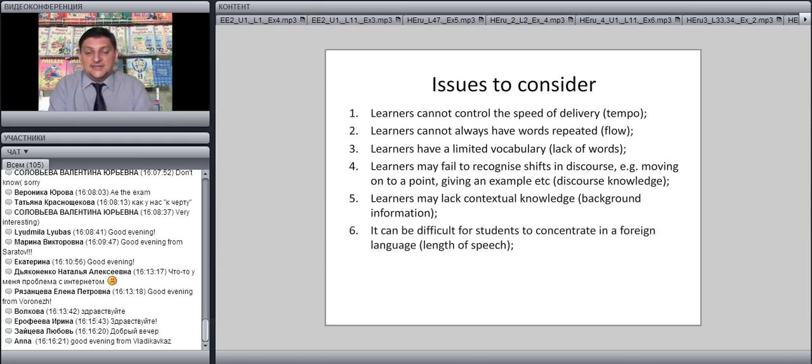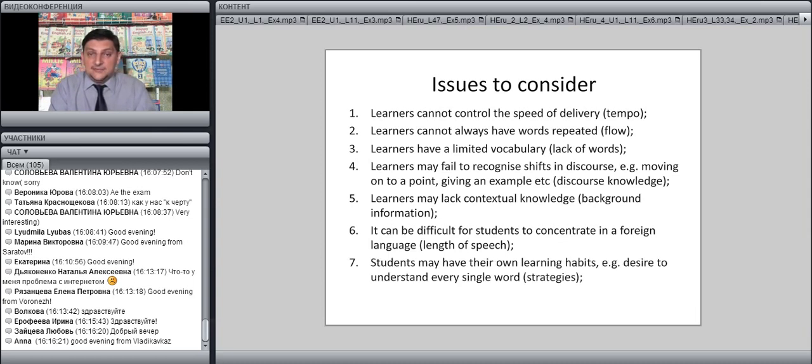Another problem is that it can be difficult for students to concentrate in a foreign language. If the speech is too long, we get bored and we don't listen to it. Even when you are listening to a very interesting play on the radio, to a very important lecture, or to something else which is being delivered to you, if the story is too long, you may get tired and you fail to concentrate. And when we talk about primary school students, they have even more problems like this.